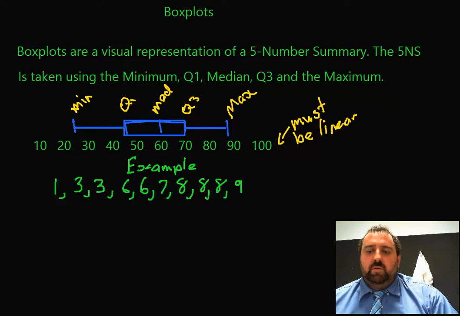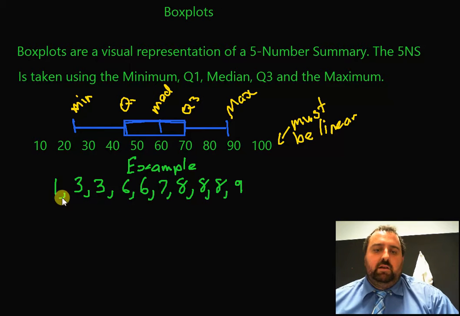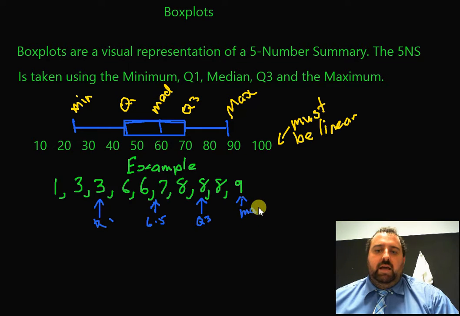Now, since this is a small amount of sample data, I can find median and Q1 using the simple counting method. Okay, so if I count in, there's 10 pieces of data, 1, 2, 3, 4, 5, 6, 7, 8, 9, 10. So if I count in, my median is 6.5, halfway between 6 and 7. Now, of these 5 pieces of data, this one is the middle, so it's going to be Q1. And then of these pieces of data, 8 is going to be my middle one, so it's Q3. 9 is our max, and 1 is our min.